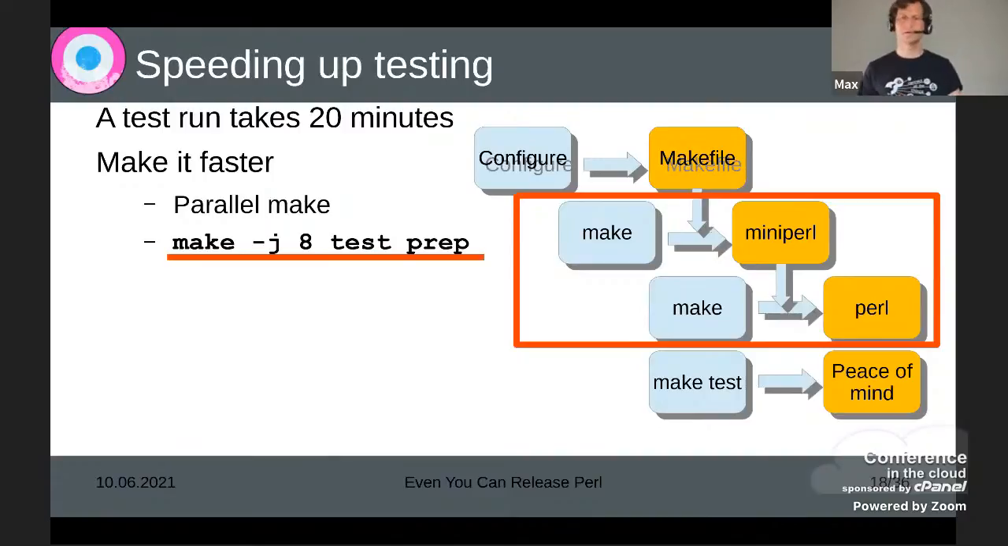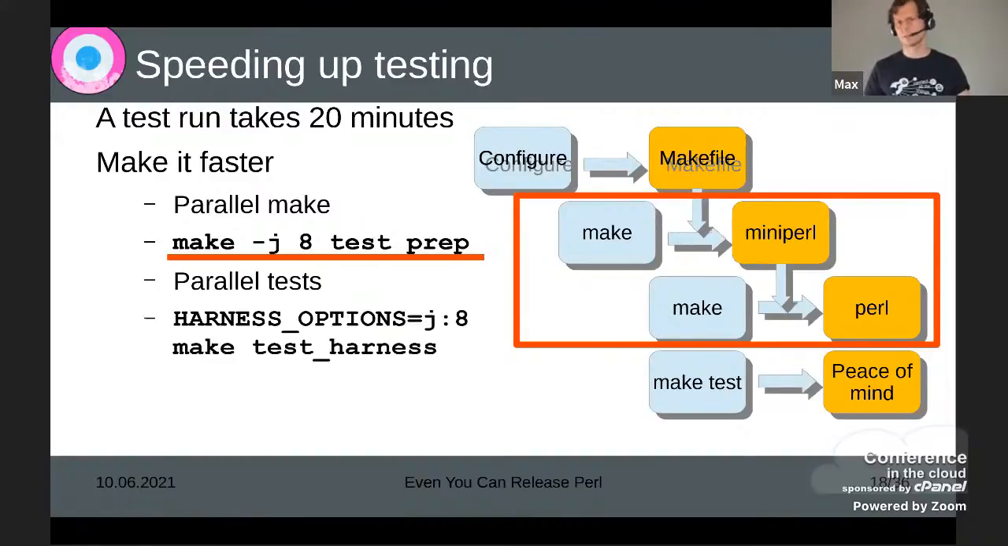This is the parallel part of the build process. And then you, of course, also want to run the test suite in parallel. This is done by setting the HARNESS_OPTIONS environment variable to j8. Different syntax, but that is it. And then you run make test_harness. test_harness is the make target for running the test suite potentially in parallel.